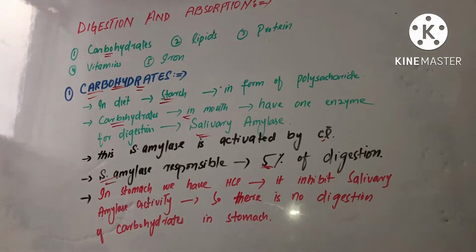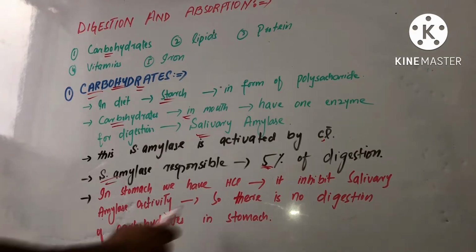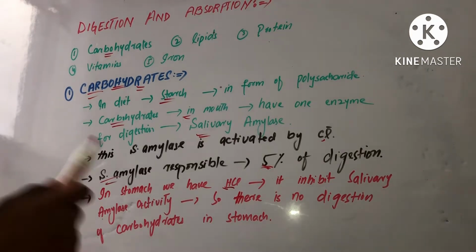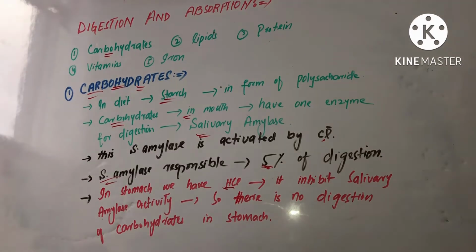When the food reaches the stomach, in the stomach we have HCl, which inhibits salivary amylase activity. So the activity of the salivary amylase is masked by the acid of the stomach. There is no digestive enzyme for carbohydrates in the stomach, so no digestion of carbohydrates occurs inside the stomach.